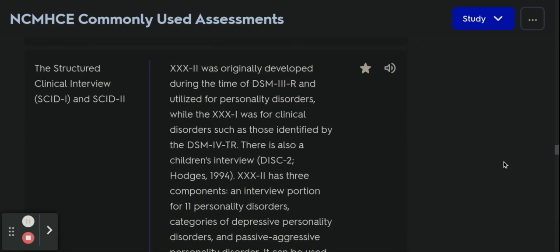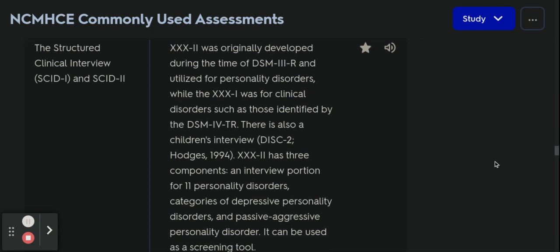The Structured Clinical Interview, SCID-I and the SCID-II. The SCID-II was originally developed during the time of the DSM-III-R and utilized for personality disorders, while the SCID-I, structured clinical interview version 1, was for clinical disorders such as those intended by the DSM-IV-TR. There is also a children's interview, DISC-2. The SCID-II has three components: an interview portion for 11 personality disorders, categories of depressive personality disorder, and passive aggressive personality disorder. It can be used as a screening tool.